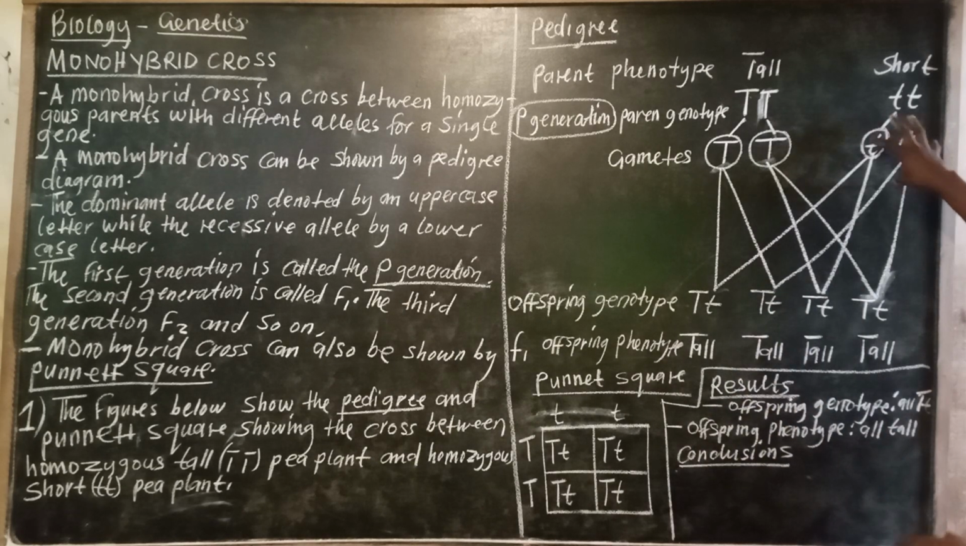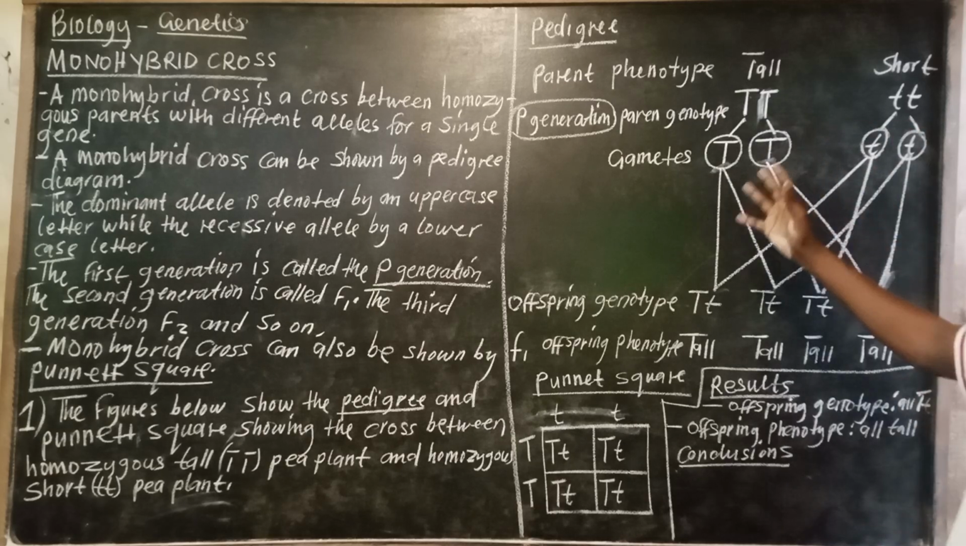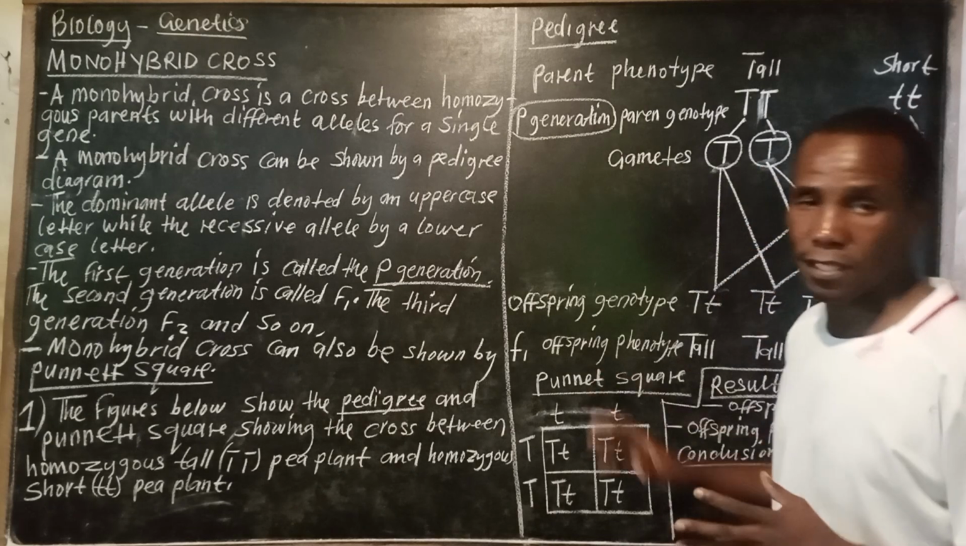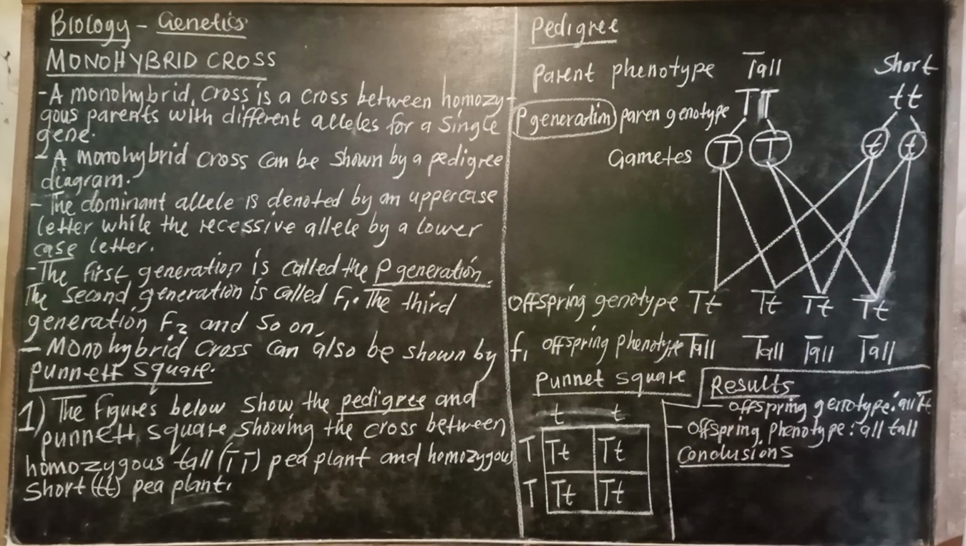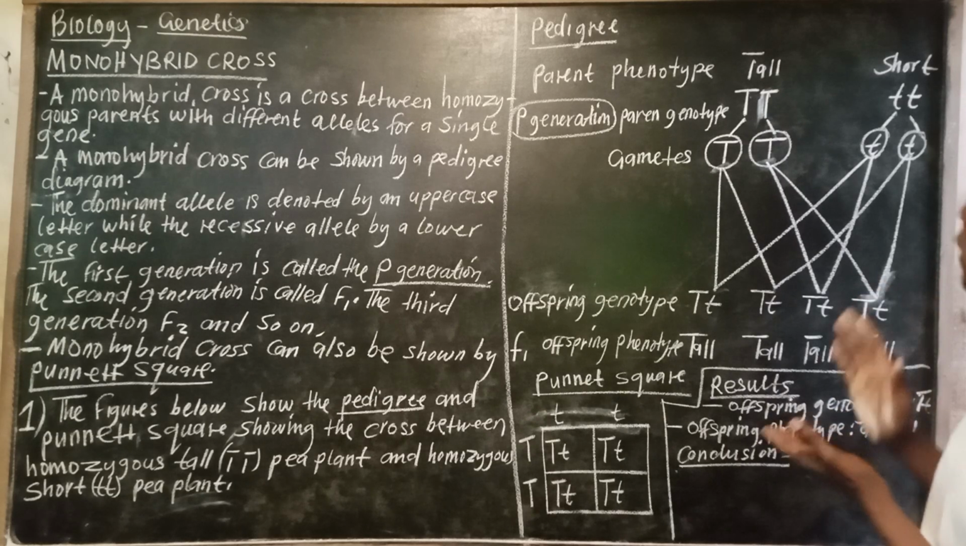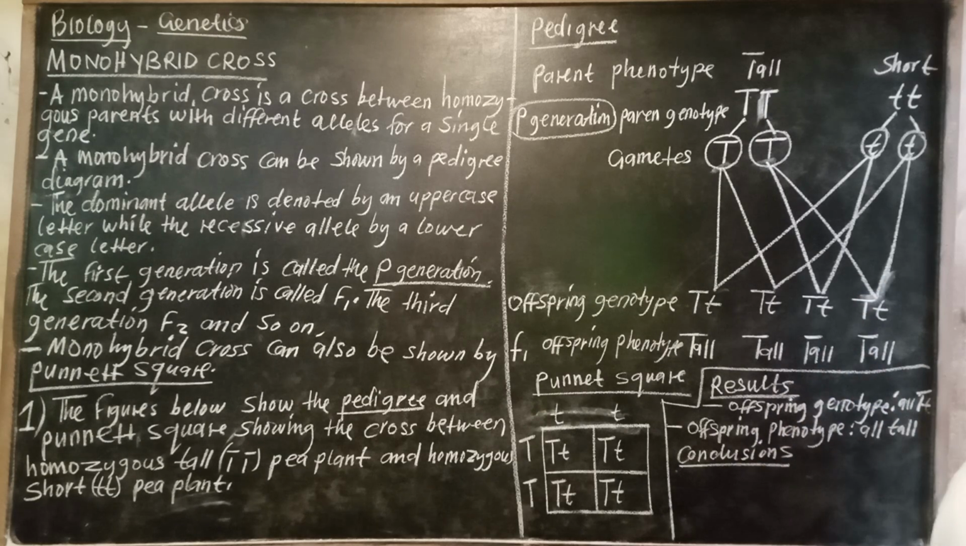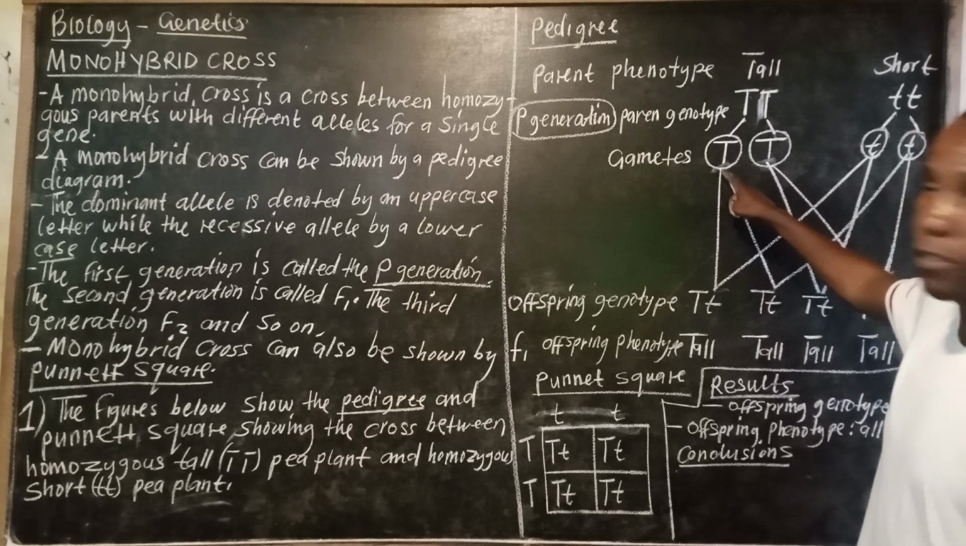Then this side also, you do the same. You are going to separate. So those have now become what? Gametes. Okay, now it is from the gametes there where you are going to start crossing. So you start with the first one.